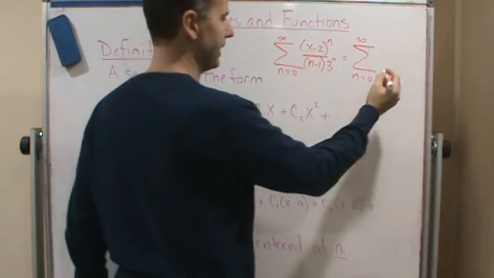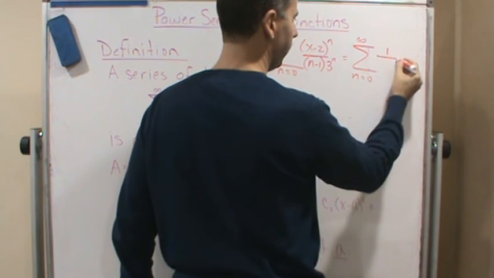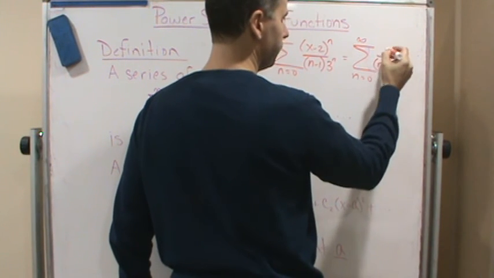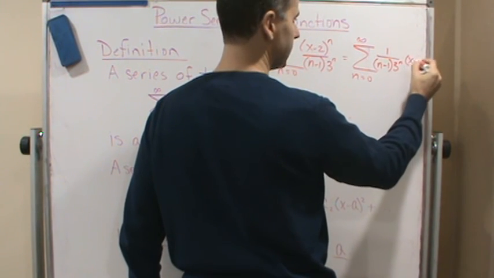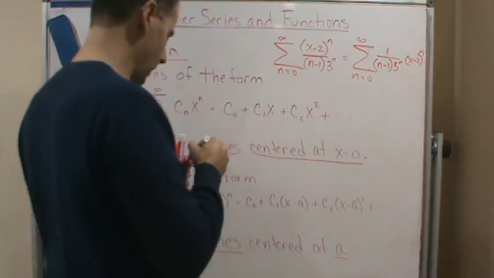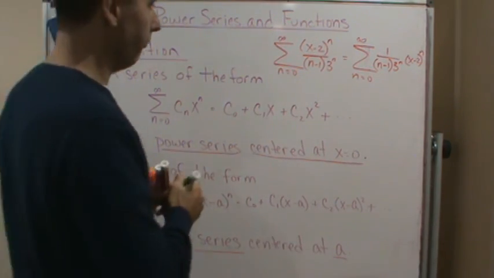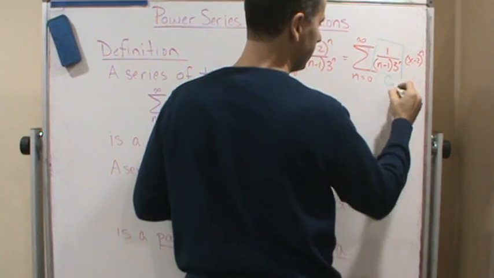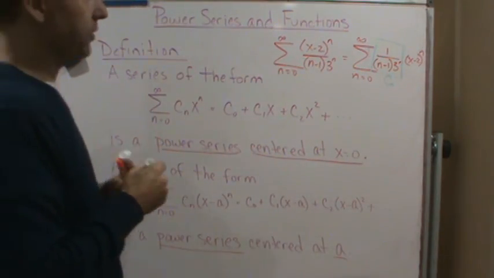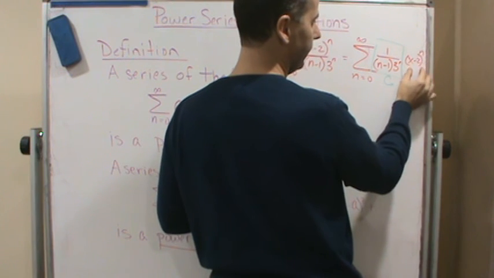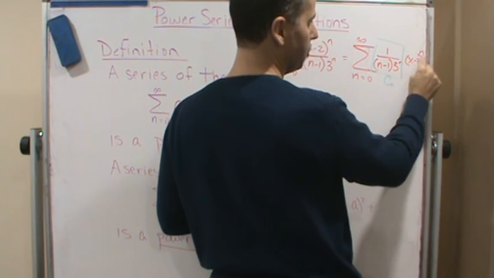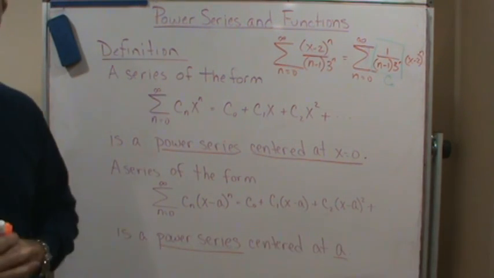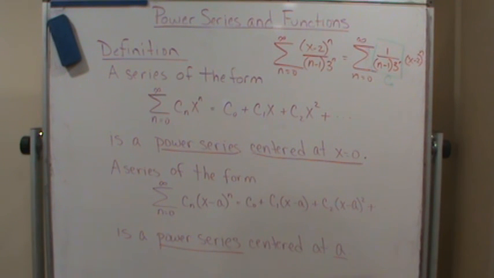So again, the part that has the x in it, we can write this as 1 over the quantity n minus 1 times 3 to the n, and then times x minus 2 to the nth power. And so you'll see that this piece right here is our c sub n, and this piece here is our power part, and then of course we have our x minus 2 to the nth power, so we see that it's centered at 2. Okay, so again, just a few examples. So that's it. We'll continue on next time.